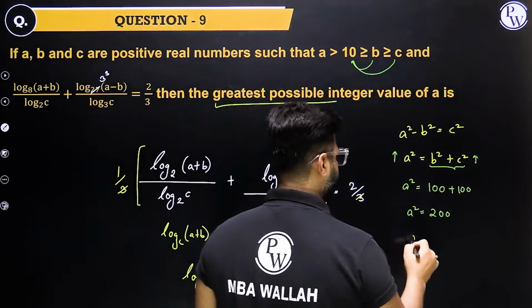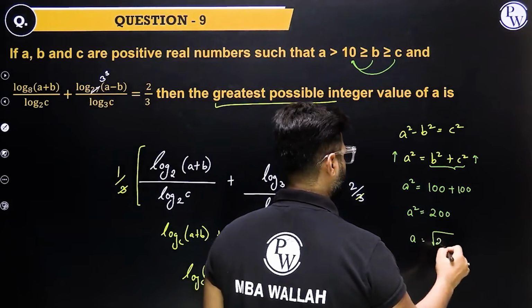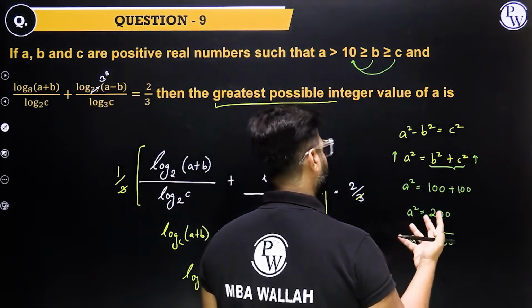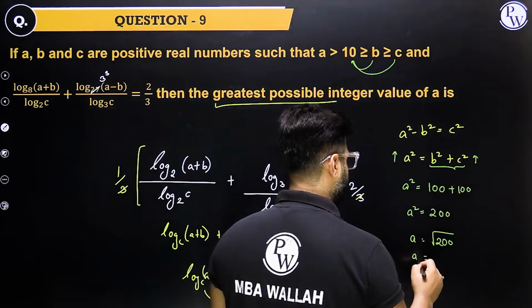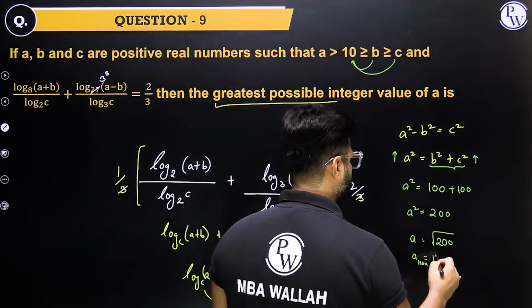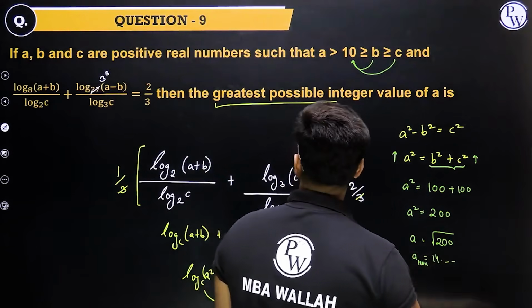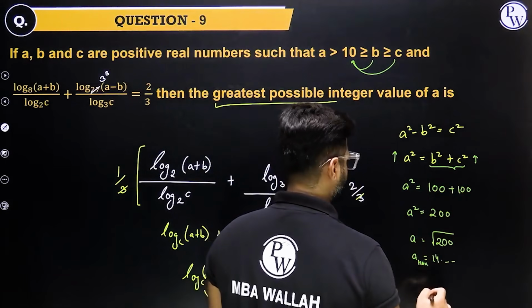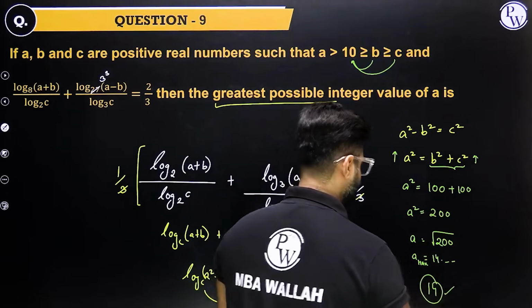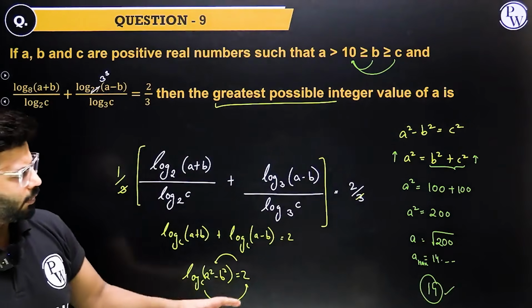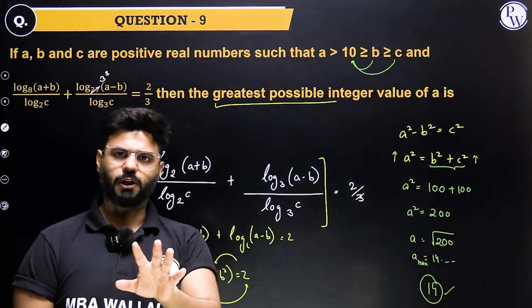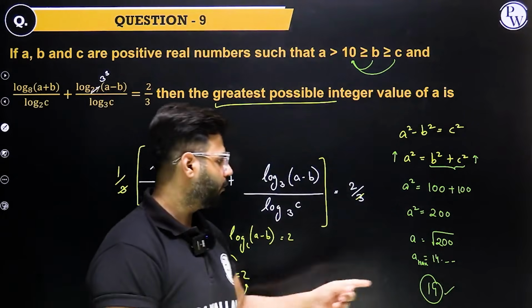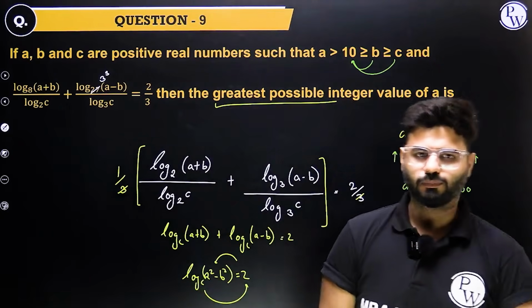That means A can reach root 200. We know 14 square is 196, 15 square crosses this. So the maximum value of A is 14 point something. Maximum integral value 14. You cannot go to 15. So up till 14, it's in your reach. Not 15. 14 becomes our right answer.